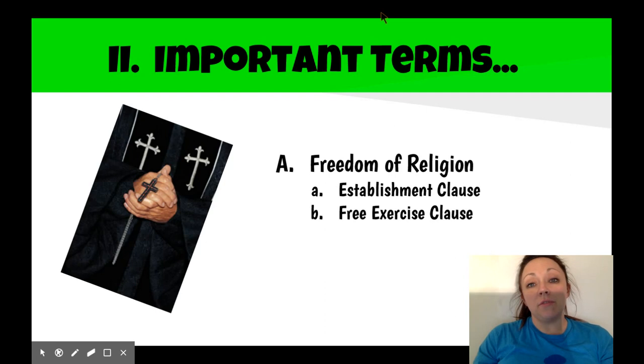Then we also have the Free Exercise Clause, and the Free Exercise Clause protects your ability to exercise your religious beliefs as long as those religious beliefs don't infringe on the rights of someone else. So for example, if my religion tells me that I have to sacrifice 3 humans twice a year, then I wouldn't be able to do that even though I'm practicing my religion, because that infringes on somebody else's rights. So both the Establishment and Free Exercise Clauses can be found in the First Amendment.